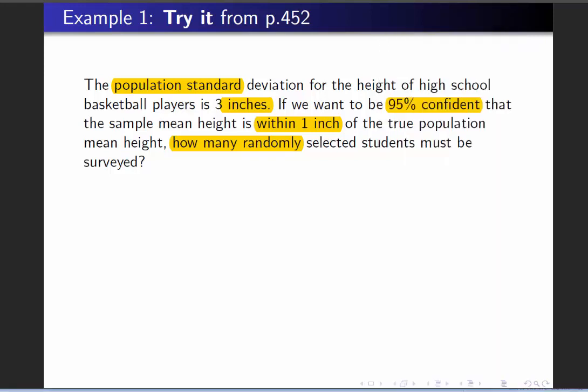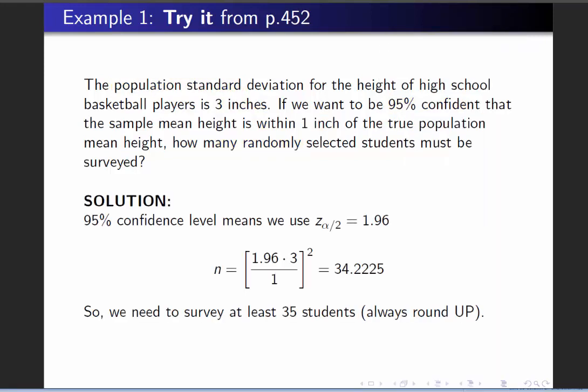All right, now that we've done how it's done, here's your quick solution. 95% confidence level means that's our Z of alpha over 2. And now I plug in everything in my formula, round it up to 35. Okay? That's how you would solve a problem like this.